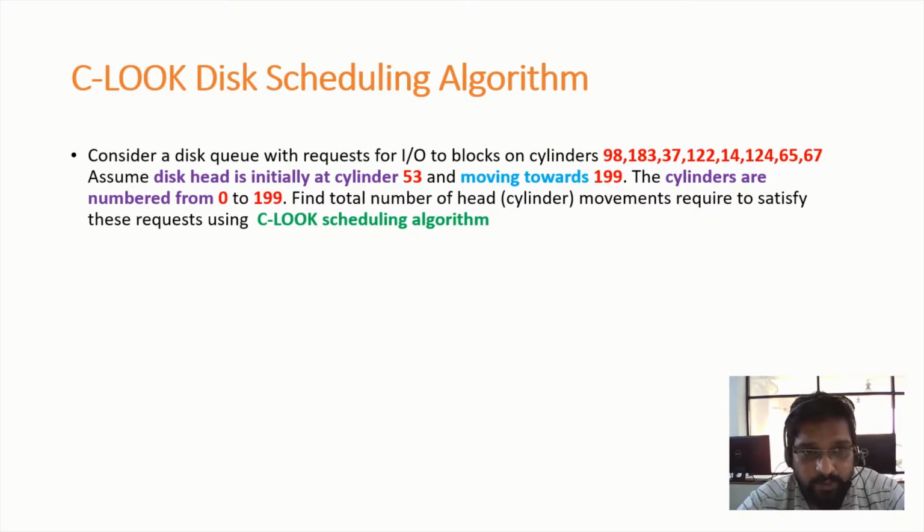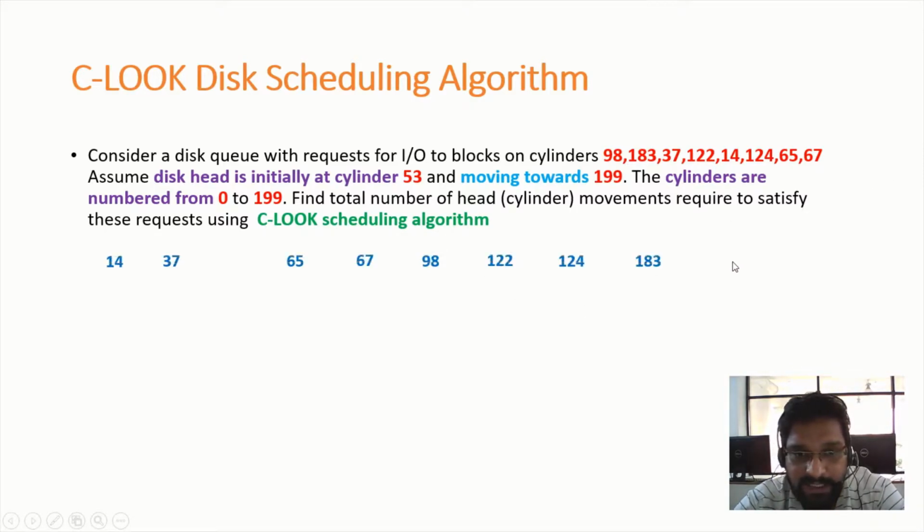So let us discuss the CLOOK disk scheduling algorithm. In order to discuss it, I have taken the same problem statement which you are seeing with respect to the LOOK disk scheduling algorithm. Only one difference: we need to solve this problem using the CLOOK scheduling algorithm instead of the LOOK disk scheduling algorithm. Now, as we know, the first step is we need to arrange the cylinders in ascending order.